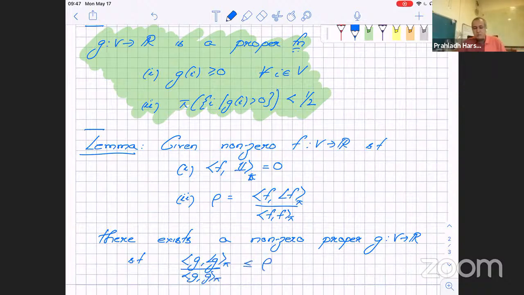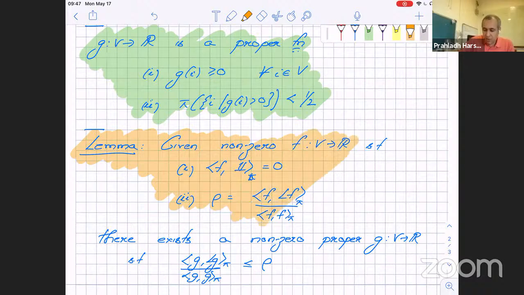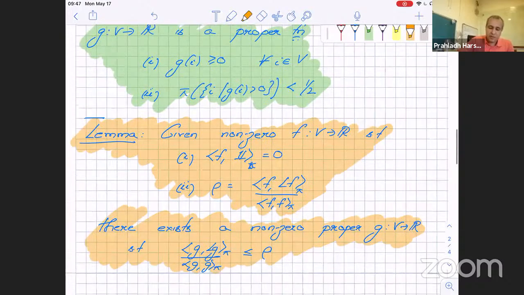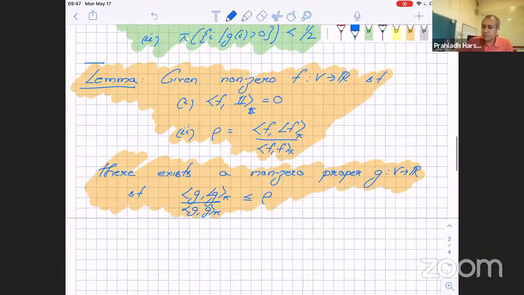Notice that G need not be orthogonal to the all ones function. The only thing about G is the fact that it is a proper function. And in particular, it cannot be orthogonal, because anything that is orthogonal should have positive and negative values. This has only non-negative values, so it can't be this one. And how would one go about proving this?